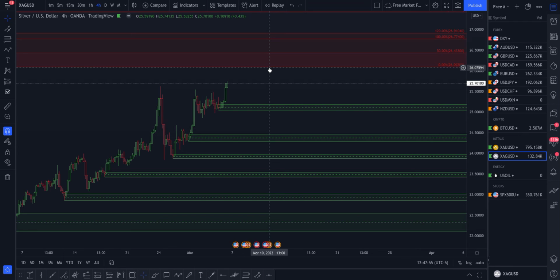So again, the short-term institutional bias is long for silver. We just want to wait for these areas, or wait for price to come into these areas, wait for confirmation before getting into our trade.